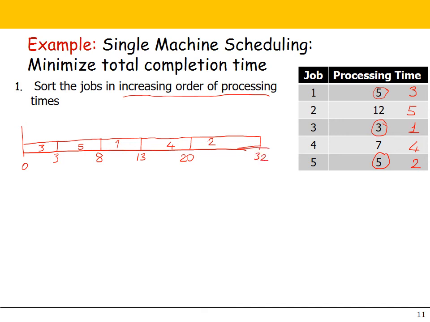And what is the objective function value corresponding to this? Basically, it is the summation of the individual completion times, 3 plus 8 plus 13 plus 20 plus 32. So this makes 76, I guess. You see, with just a single step, we come up with a feasible solution, and this is the algorithm.